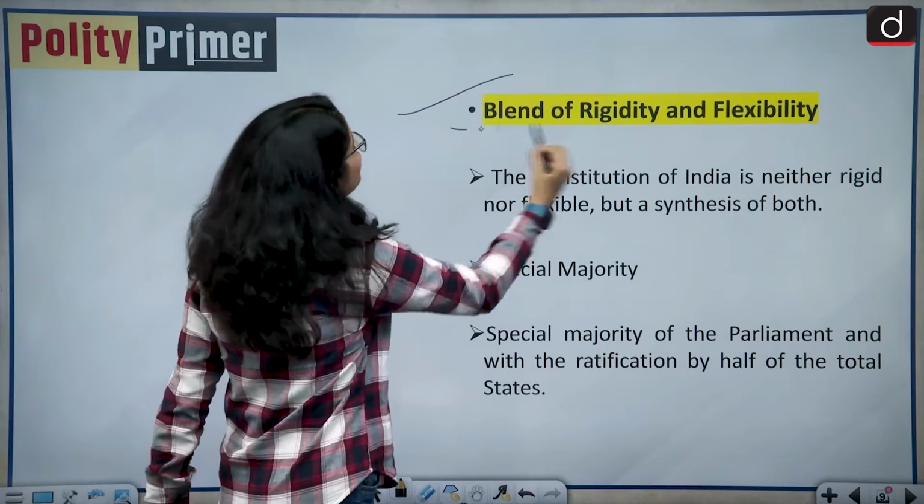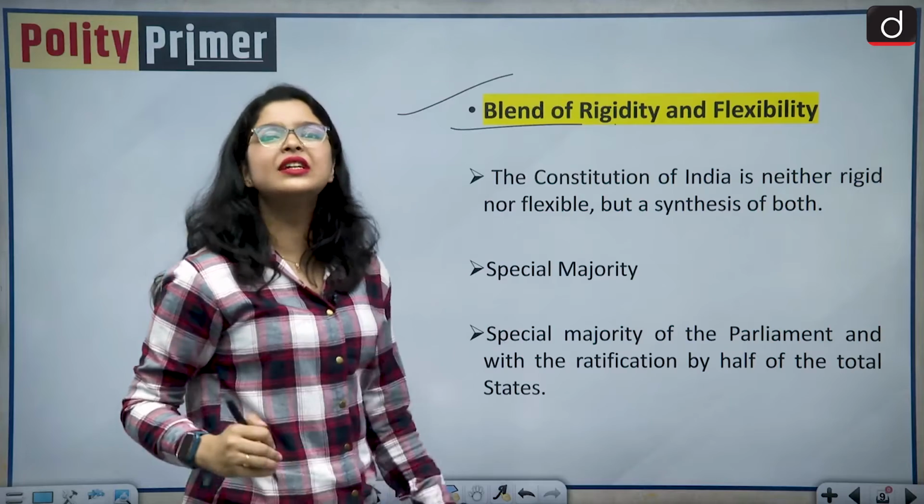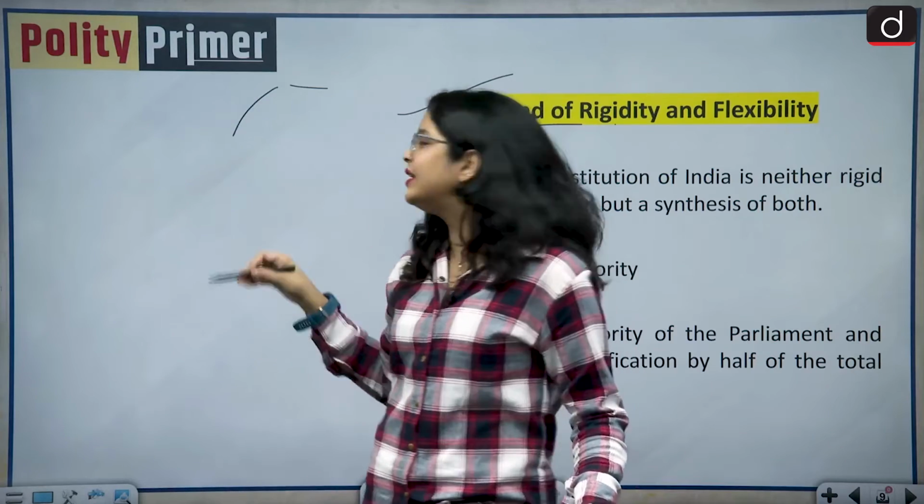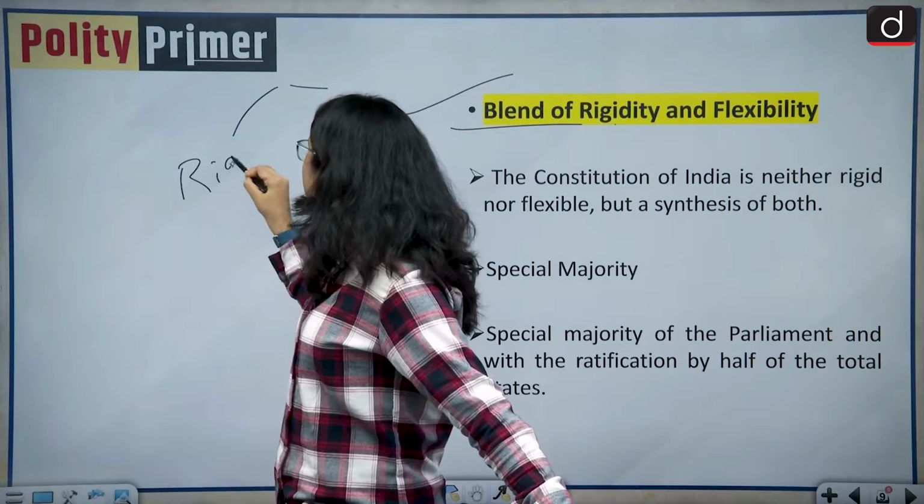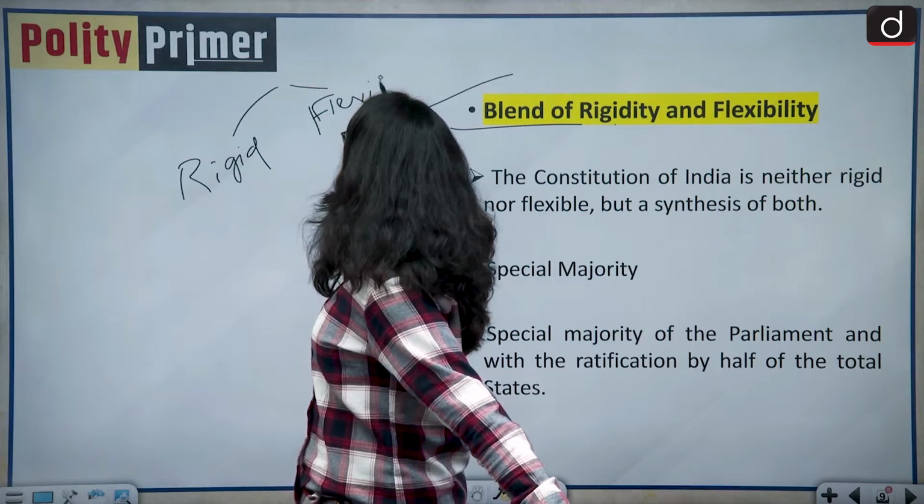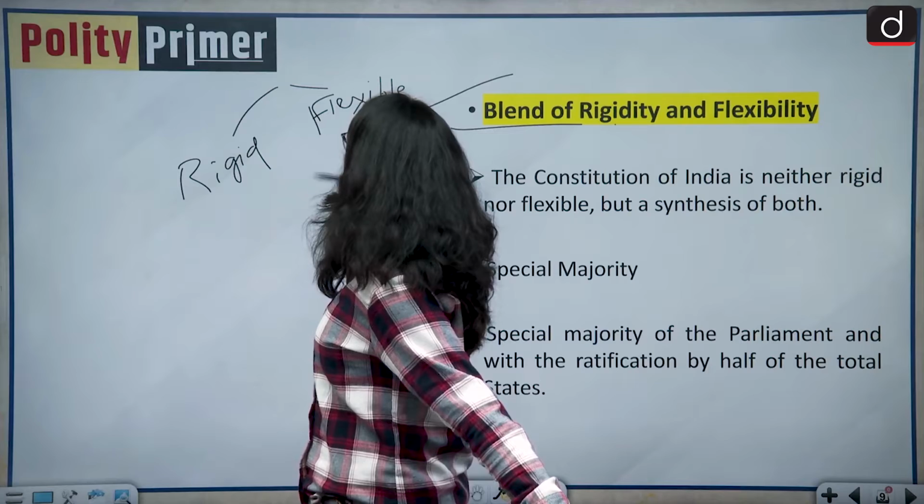Moving forward, let us discuss some other salient features of our Indian constitution. So our Indian constitution is a blend of rigidity and flexibility. So constitutions around the world are divided as rigid constitutions and flexible constitutions.